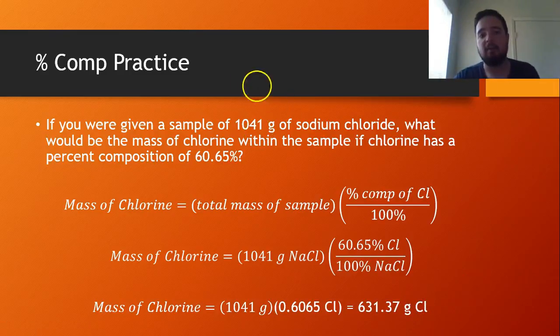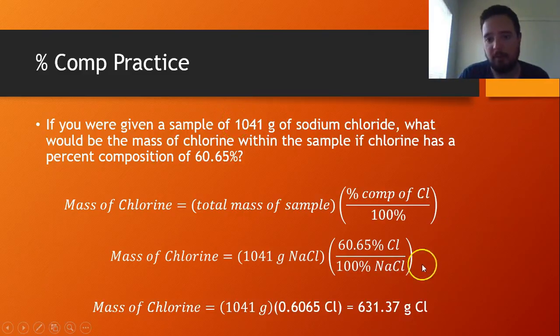So we know that out of the 1041, if it's 60.65% chlorine, then that means that it has to be 631.37 grams of chlorine out of that total 1041. And if you wanted to figure out the amount of sodium, then you can just take 1041 minus this, and that would be your mass of sodium.